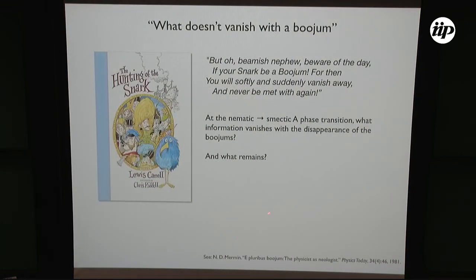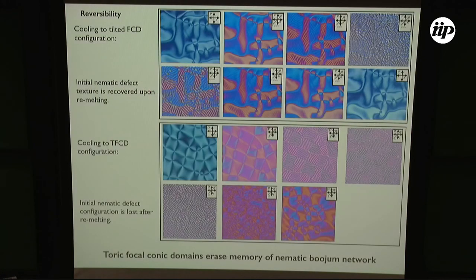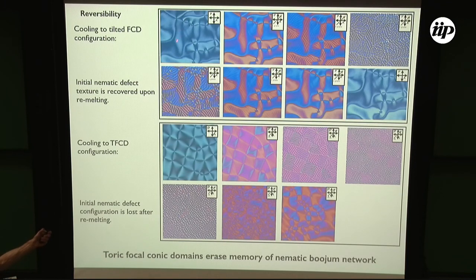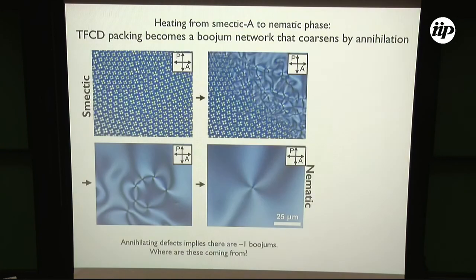So this word Boojum was taken by David Mermin from Lewis Carroll's story, The Hunting of the Snark. I want to know what information goes away when the Boojums disappear in the smectic phase. It turns out that there's complete reversibility, almost complete reversibility, cooling into the tilted focal conics and then heating back up. Cooling to the toric focal conics, however, reverses this, or erases this reversibility. So this nematic structure and this nematic structure are almost identical. This one is completely different.